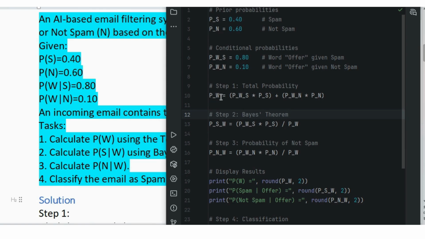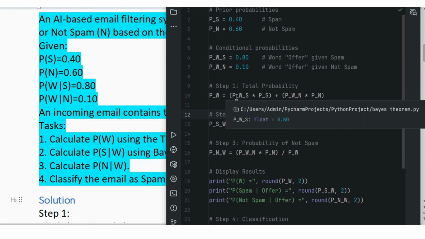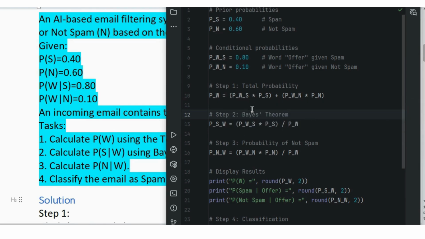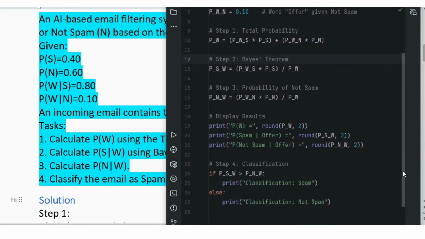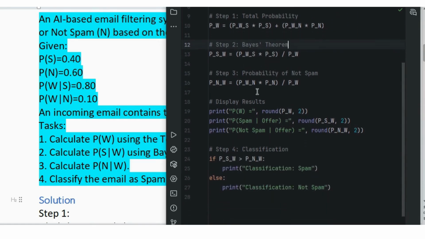The total probability is the probability of the word given it is from a spam mail times the probability of a spam mail, plus the probability of the word given it is a non-spam mail times the probability of a non-spam mail. Next, you calculate Bayes theorem. The probability of S given W is the probability of W given S times P of S, divided by the total probability, which is P of W. Likewise, the probability of a non-spam mail given the word is the probability of W given N times the probability of N, divided by the total probability.